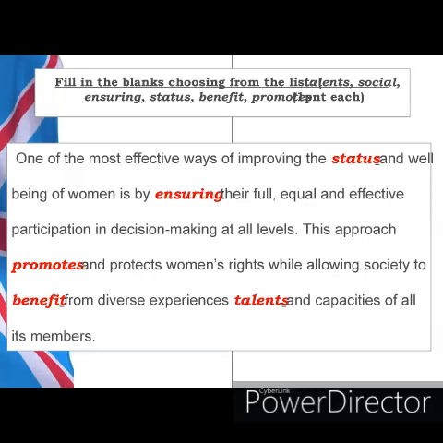One of the most effective ways of improving the status and well-being of women is by what? By ensuring their full, equal, and effective participation in decision-making at all levels. This approach promotes and protects women's rights while allowing society to benefit from diverse experiences, talents, and capacities of all its members.